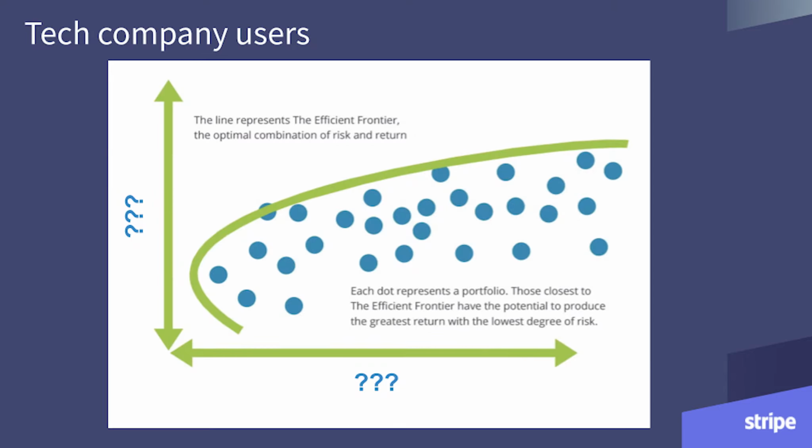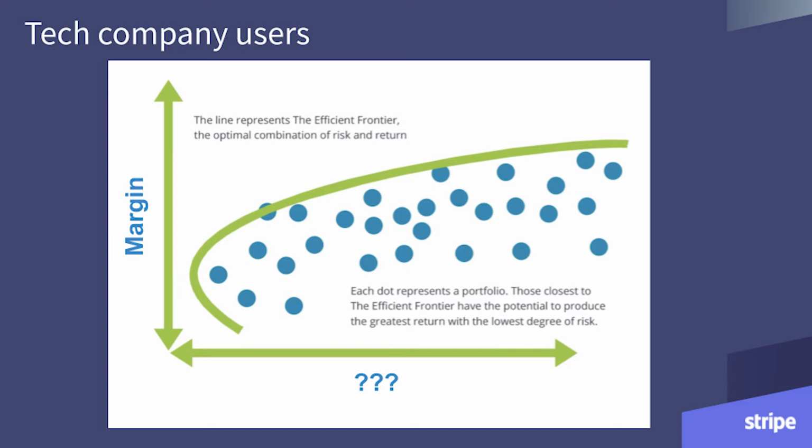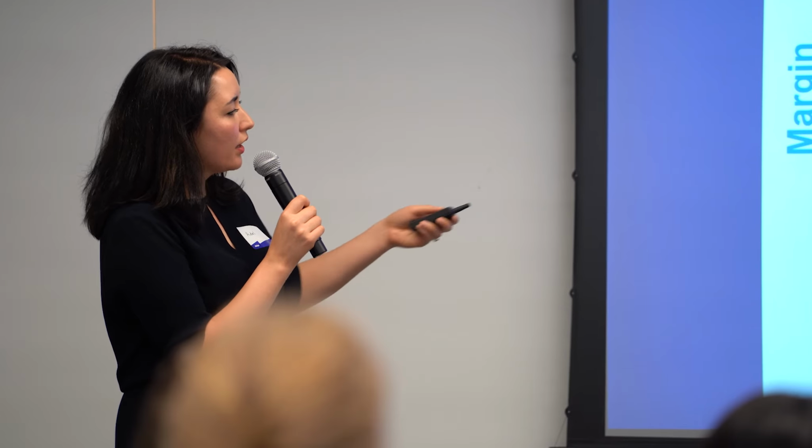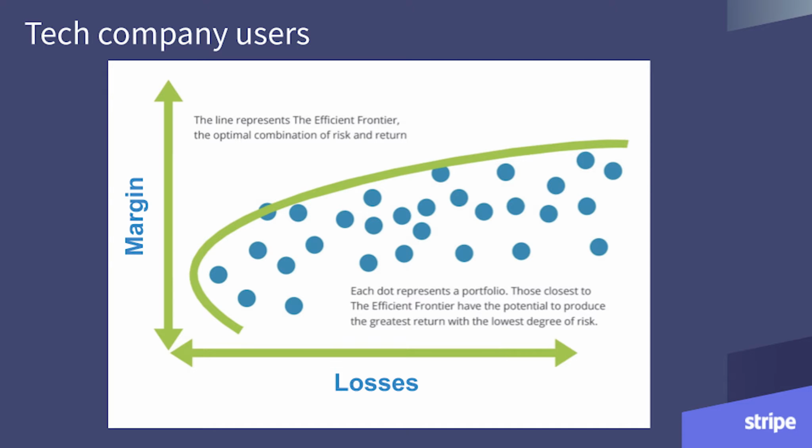Okay, so now let's think about how we can apply this efficient frontier to a tech industry. What do you think the axes become? Remember, this was return. What does it become? Margin. Because we pretend that all these dots are not investments, these are our users. So how much return each user generates is how much margin we make. And what is our risk? Losses, because we have losses from the user.